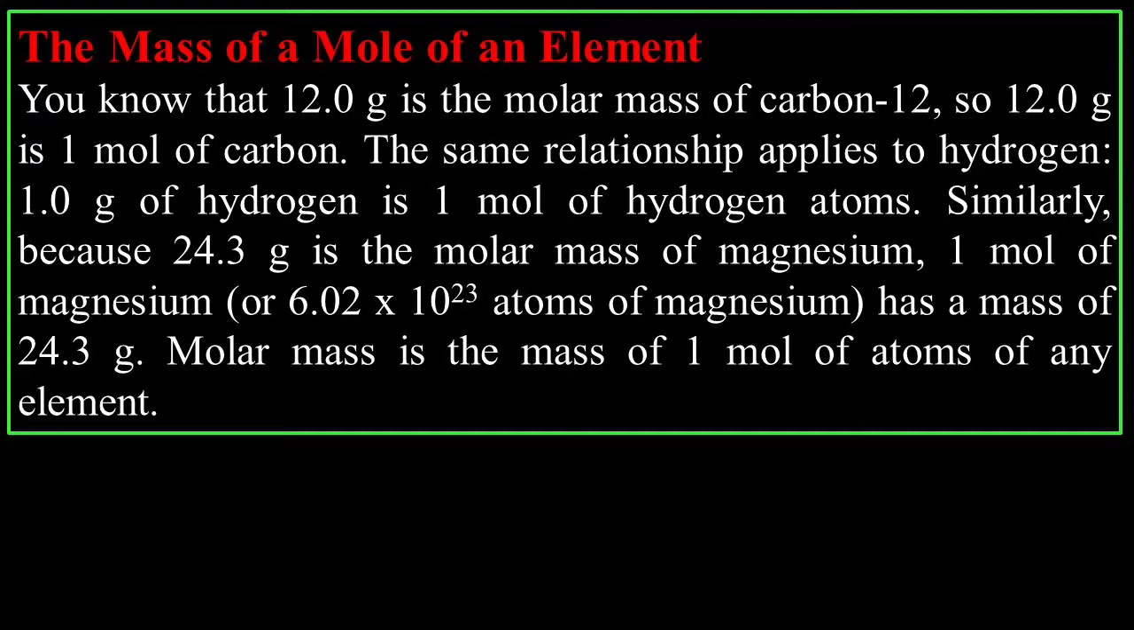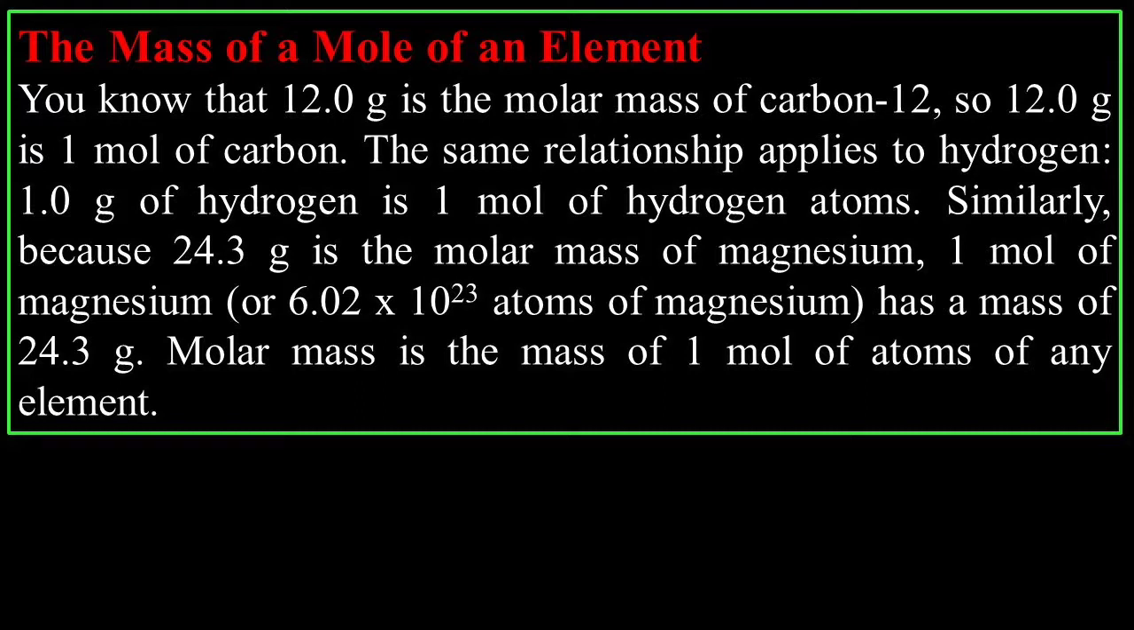1 gram of hydrogen is 1 mole of hydrogen atoms. Similarly, because 24.3 grams is the molar mass of magnesium, 1 mole of magnesium, or 6.02 times 10 to the 23rd atoms of magnesium, has a mass of 24.3 grams. Molar mass is the mass of 1 mole of atoms of any element. I read that a little too fast, but it's very simple.